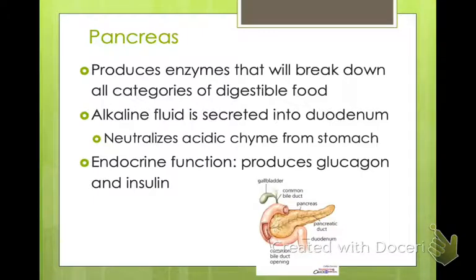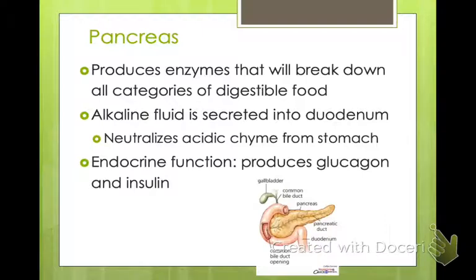And so there's an alkaline fluid that will come in and neutralize that chyme. The pancreas also has an endocrine function. It produces glucagon and insulin, which work with controlling the glucose levels in our blood. And we talked about those when we talked about carbohydrates. Those came up, and they will come up again a little bit later in this unit.